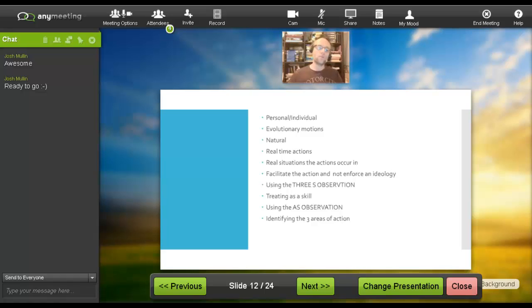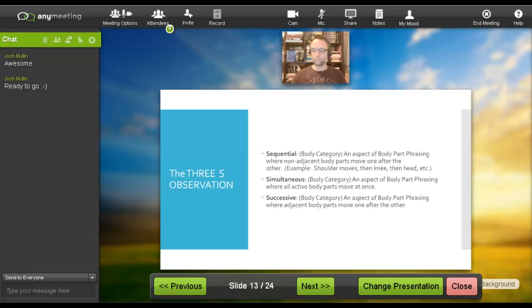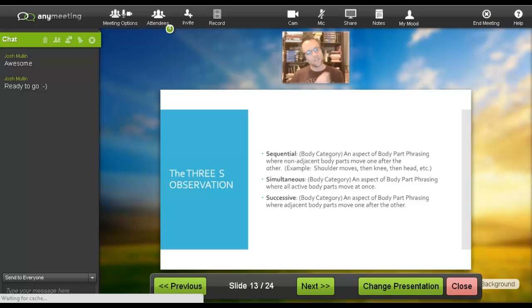We can use what I call the 3S observations. We can treat all actions as a skill and a skill only. And that skill is personal to the individual with no gold standard back to it. We can use 3S observation and identify three areas that we can look upon when we're looking at how someone moves and how someone's going to react to that movement. So the 3 S's: sequential, simultaneous, and successive.